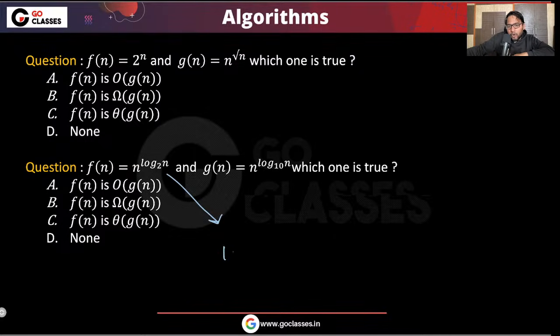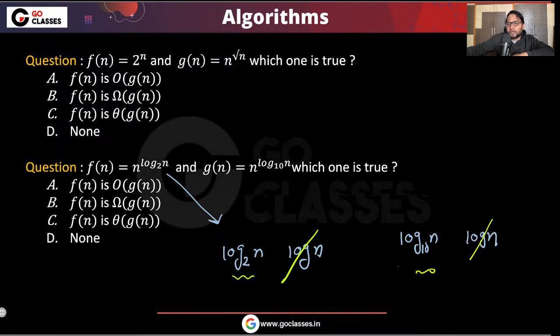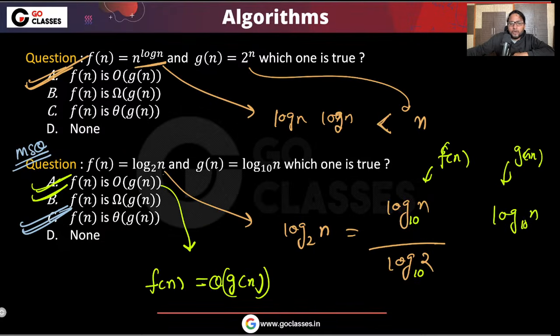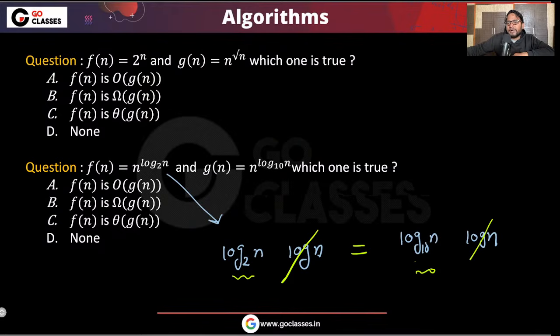Then it will be log base 2 of n, log n, whatever base you have, right? Again it will be log base 10 of n and log n. So if you take the log, then this will get cancelled out. After taking the log, it is saying both are equal, because this is the log n. We have already seen that log base 2 of n and log base 10 of n are both the same, right? Ideally both are the same. So after taking the log, I'm coming with the case that both are equal.